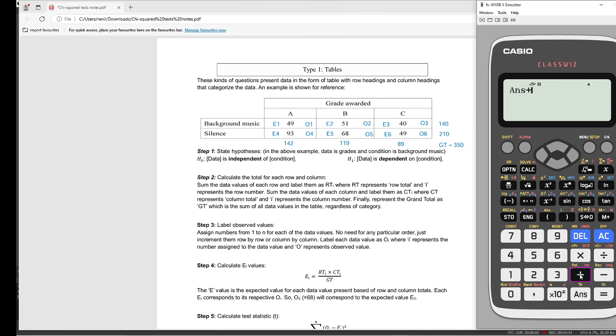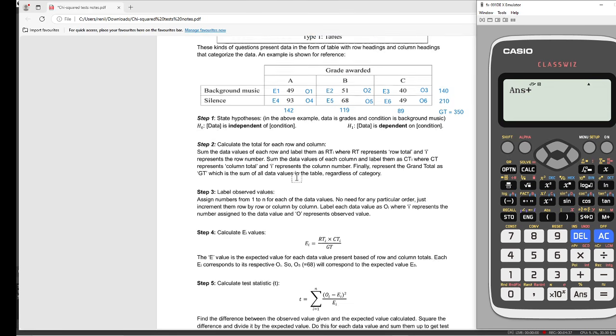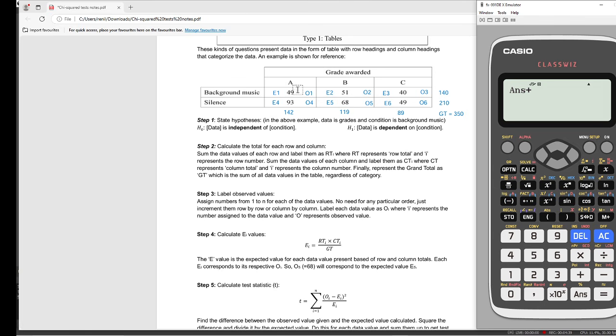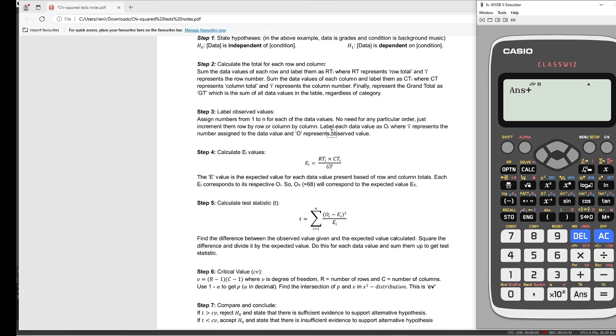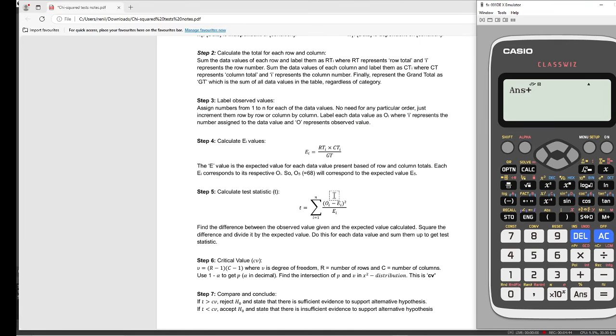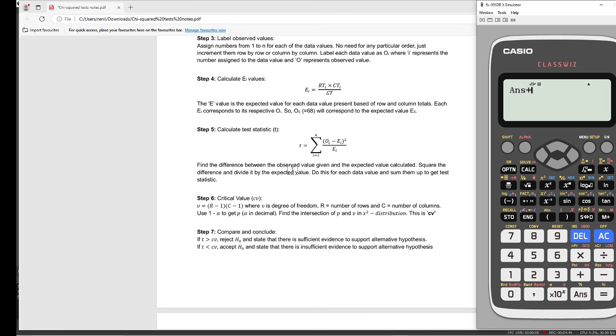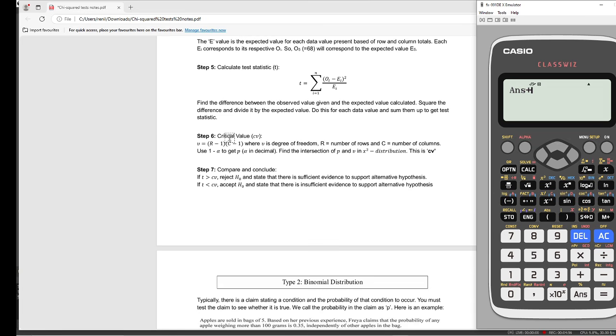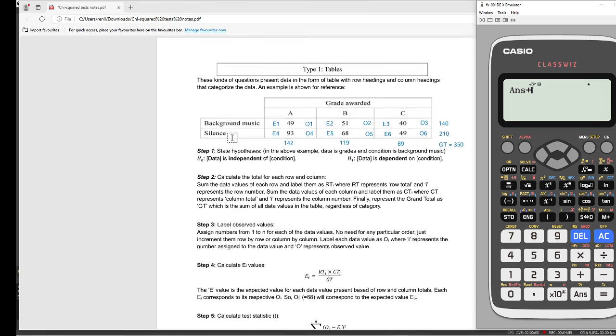Now we do the same calculation for each one of these, 1, 2, 3, 4, 5, 6. So for all these 6 values, we perform this calculation and sum them all up. We're going to get a test statistic. So find the difference between the observed and expected for each given value, and then square that difference divided by the expected value. Finally, to calculate the critical value, it's extremely simple for table-wise questions, because there are only 3 columns, 2 rows, where we have a total of 6 data sets.